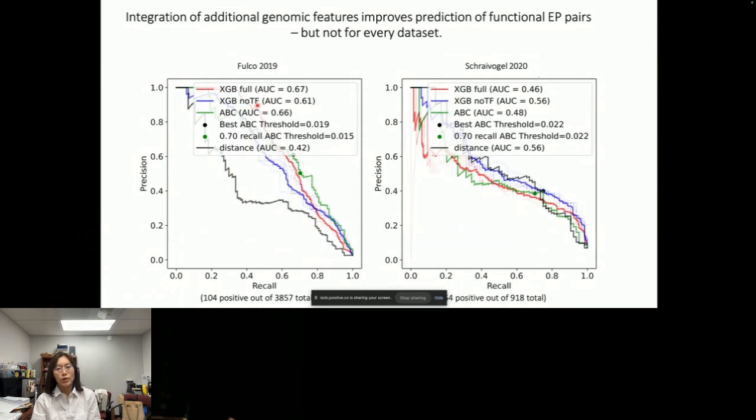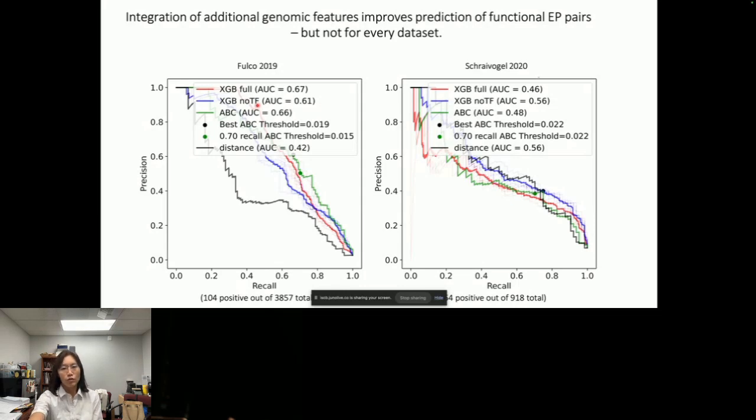These two experiments were targeted experiments. They didn't read out the gene expression genome-wide. Folco targeted about 30 genes, and Schreiber targeted about 200 genes. And justifiably, they targeted genes that they thought were most likely to be regulated by distal enhancers.